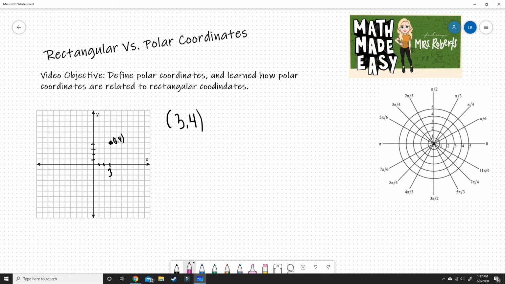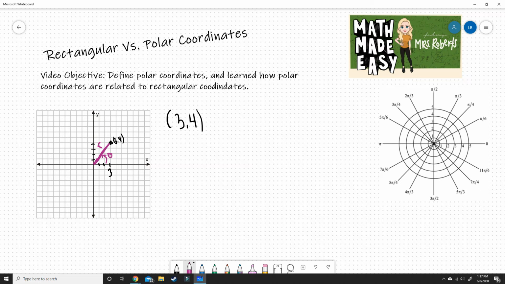Now, what if I wanted to make this into a right triangle so that I could figure out the angle in which this ray has come out of the origin? So this ray is coming out of the origin, and the distance of that ray we call r, and we could graph this if we knew what r was and if we knew what the angle theta was.